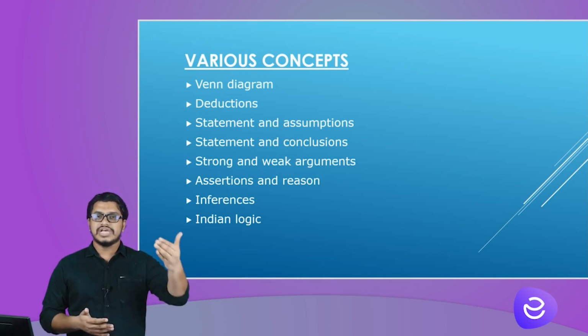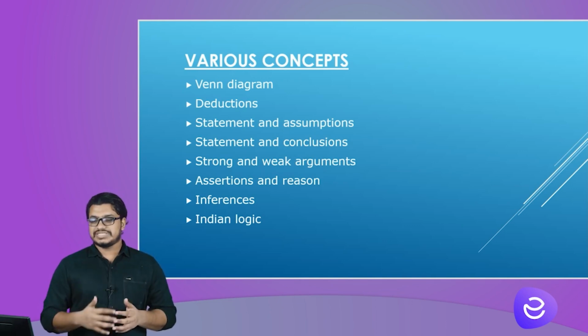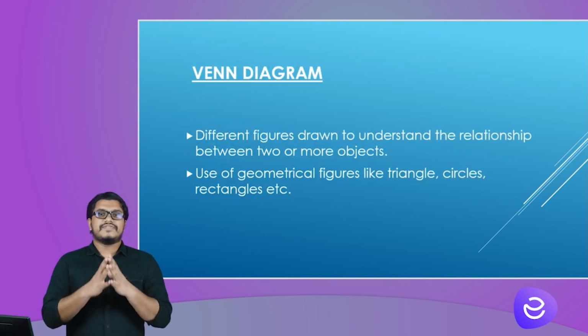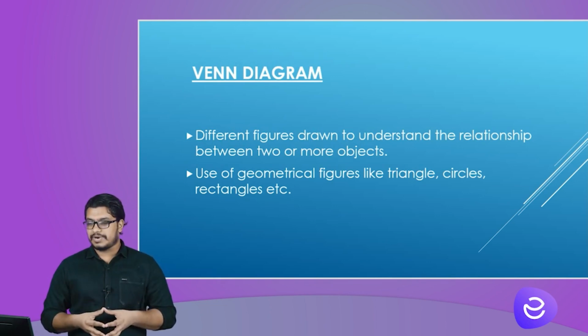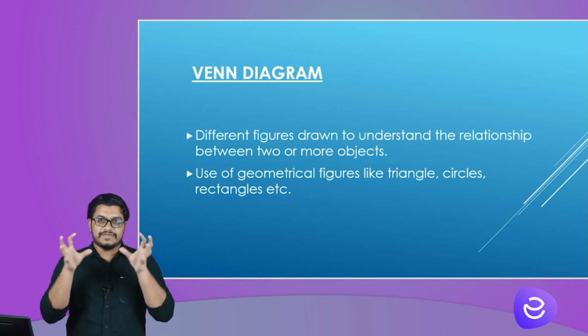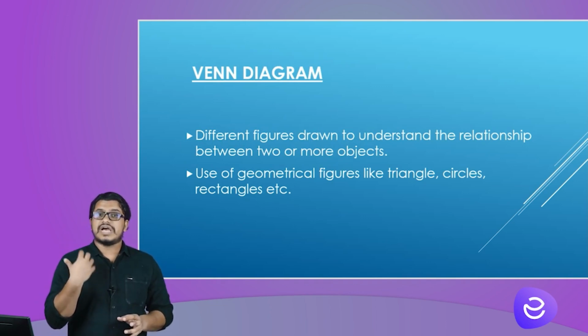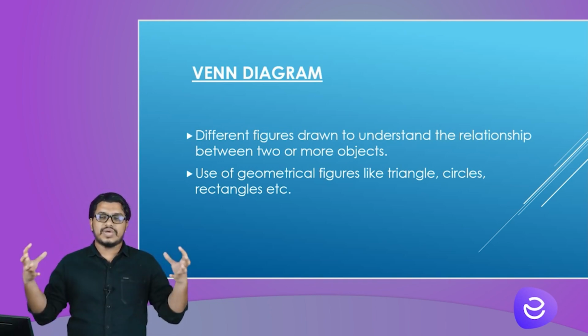We have to find out the relationship between the both. And about Indian logic, which is the newest term. Now, the first thing, as we said before, is about Venn diagram, which is the most important part. So Venn diagram means different figures. They'll be giving us different figures, or sometimes we ourselves have to draw different figures to understand various concepts.